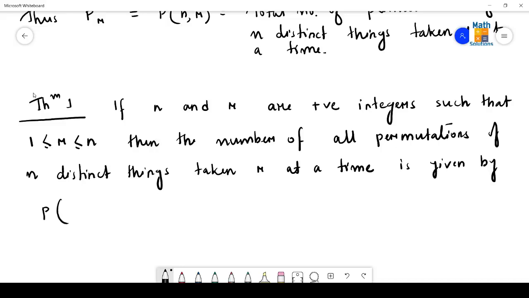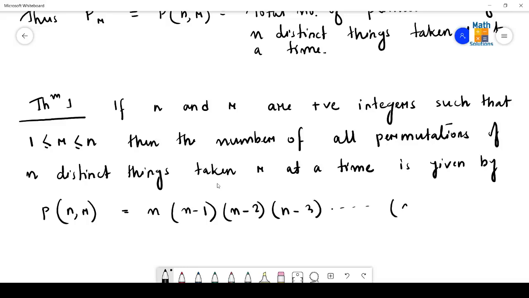capital P n r. This stands for what? Permutation of n selected r at a time is equal to n into n minus 1, into n minus 2, then n minus 3, and it will go on up to n minus (r minus 1).